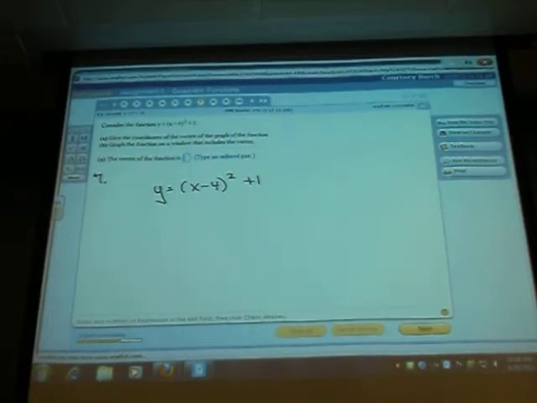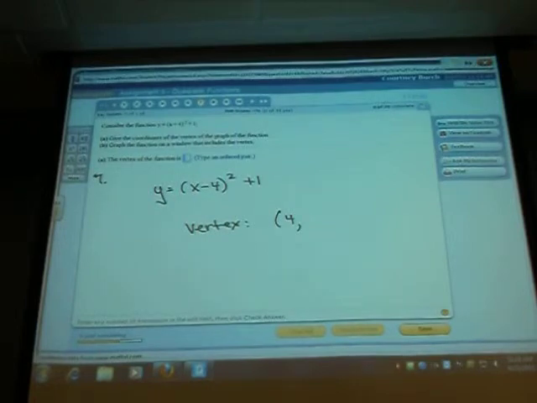Wouldn't our coordinate be positive 4 and 1 as our vertex? Positive 4, positive 1 is your vertex. Exactly. Okay? So the minus 4, the minus is part of the formula, so your h is just positive 4, which is the x coordinate. And your y coordinate is just the number hanging on at the end, which is positive 1.